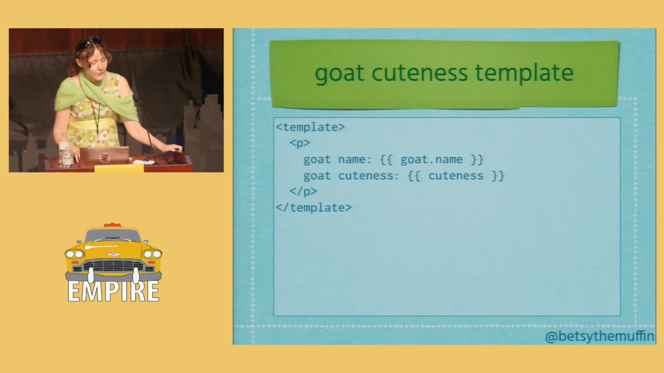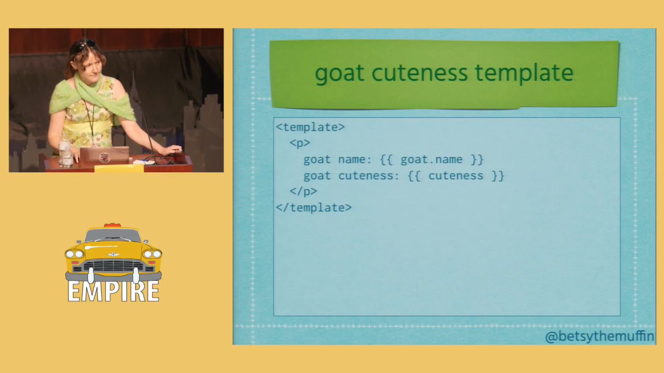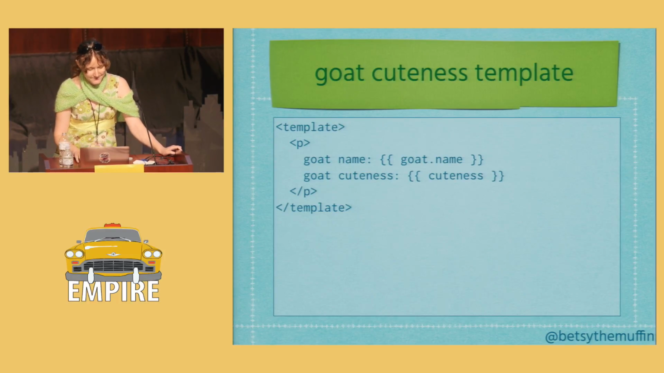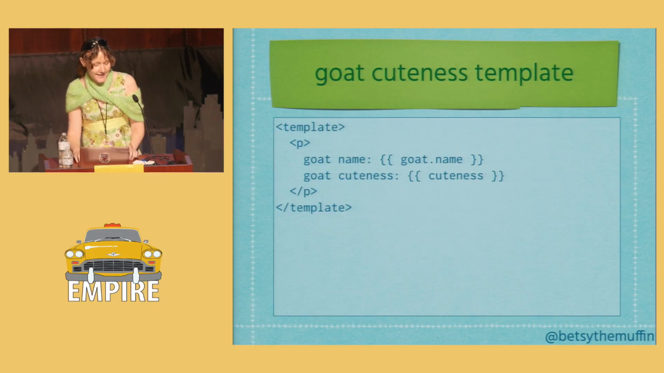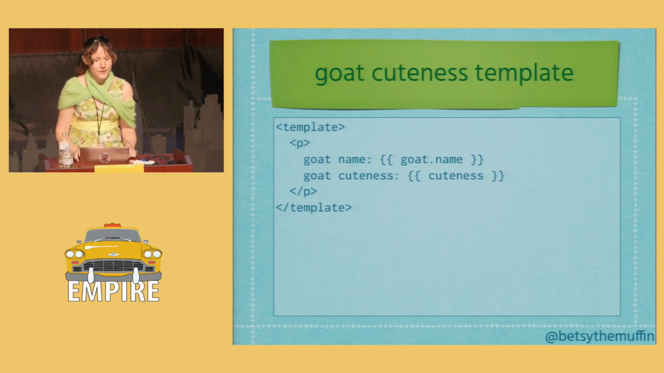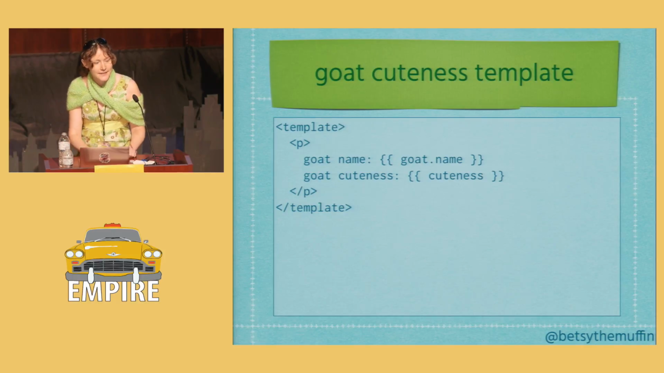This is the template we wind up with when doing that. And you know this template works. But there are some things about it that I find kind of irritating. On line 3 we've got goat.name, but on line 4 we've got just cuteness, even though cuteness is also a property of goats. It's a little misleading. At this scale, my irritation is really mostly about aesthetics.